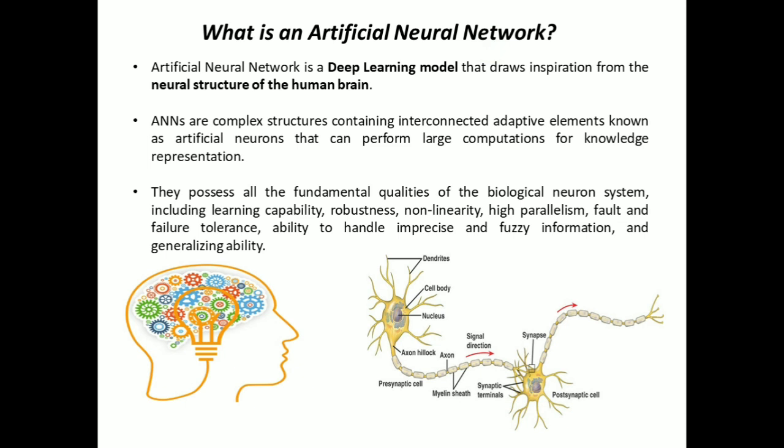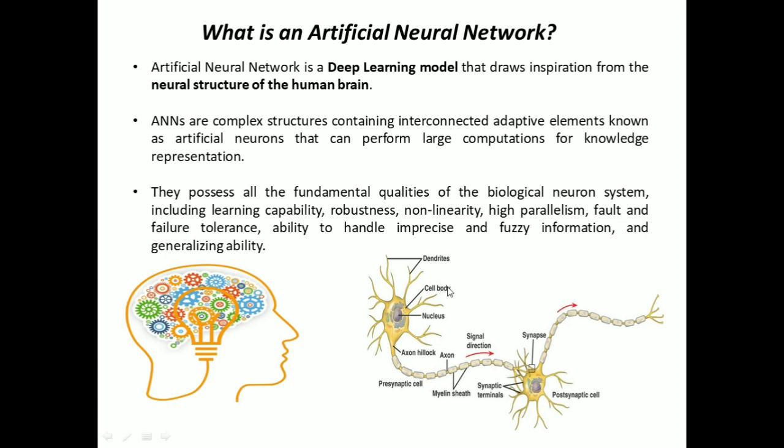In the previous lectures, we already discussed that an artificial neural network is a deep learning model which draws inspiration from the neural structure of the human brain. Generally, ANNs are complex structures which contain interconnected adaptive elements known as artificial neurons, wherein these neurons can perform large computations for knowledge representation. These artificial neurons generally possess all the fundamental qualities which a biological neuron system possesses.